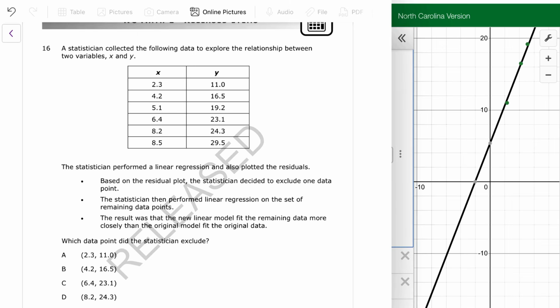It says, based on the residual plot, the statistician decided to exclude one data point. They then performed linear regression on the set of remaining points. So they do the residual plot, and they're like, hey, we should leave one of these out. Which one should we leave out? And then we're going to regraph it. The result was a new linear model that fit the remaining data more closely than the original model fit the data. There's a couple ways to do this.